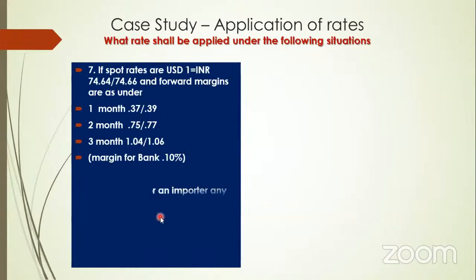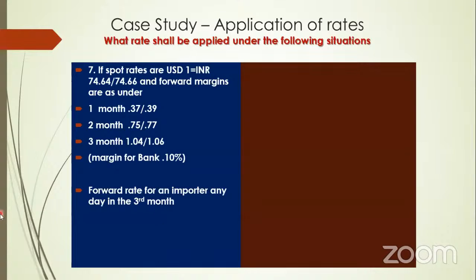Now 1, 6. Okay. Now importer. Now you see the question: forward rate for an importer any day in the third month. We are using the word third month, so you should be able to differentiate between exporter and importer. Importer, any day. Now what you have to do? Earlier, because of the discount, you went up to the third month.